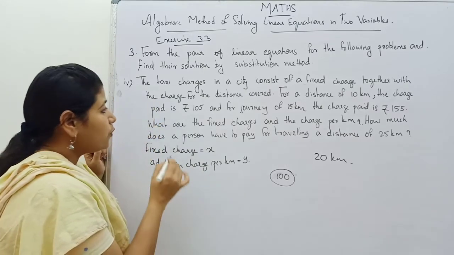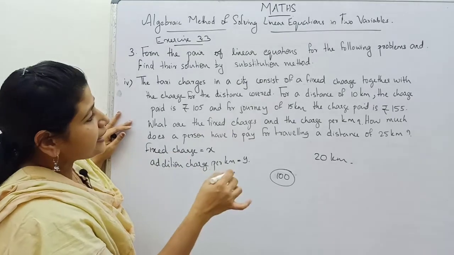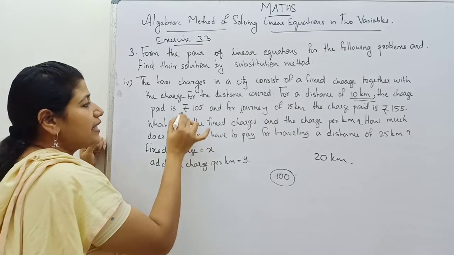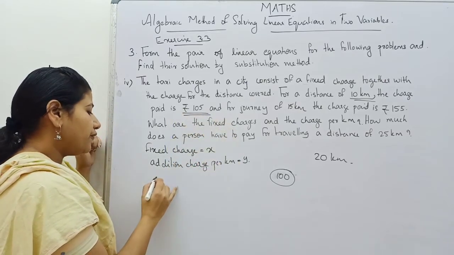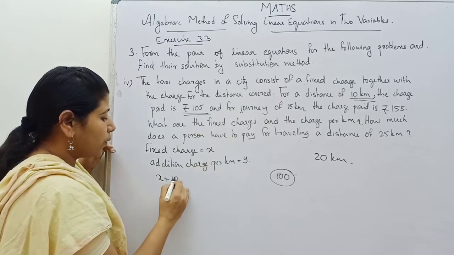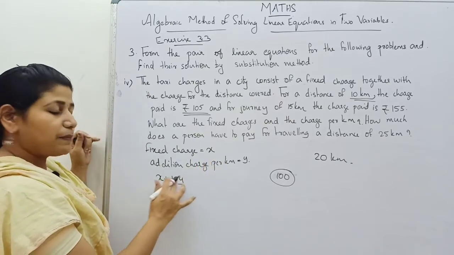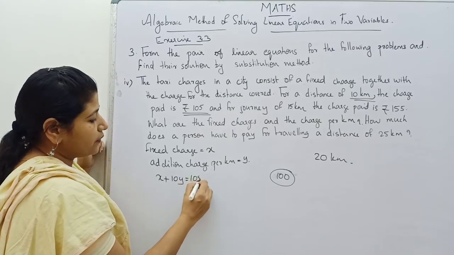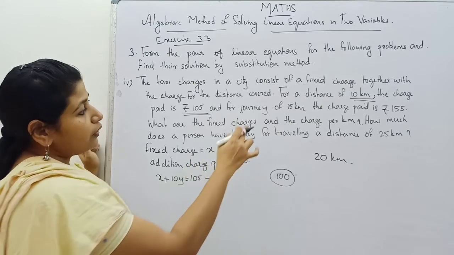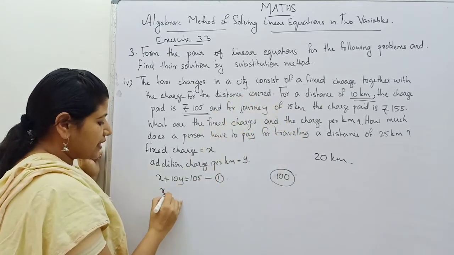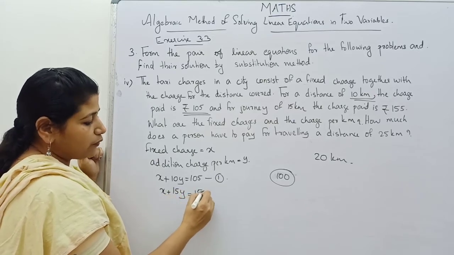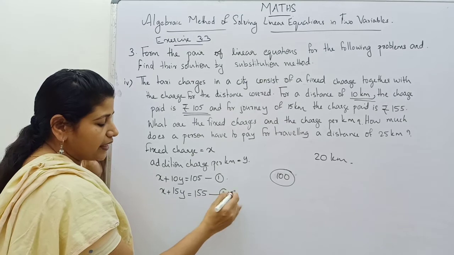So in this case it is given that for the distance of 10 kilometers, he paid rupees 105. So the fixed charge is x, and for the 10 kilometers he has to pay 10 into y rupees. So the total charge will be x plus 10y, which is equal to 105. So this is your first equation. And one more condition is given that the charge paid for 15 kilometers: the fixed charge is x, and for 15 kilometers you pay 15y, and you have to pay 155 rupees. This is your second equation.